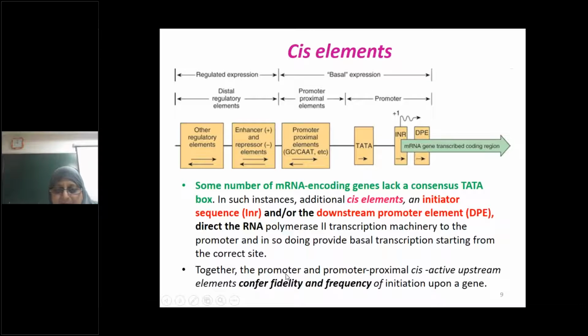Then together the promoter and the proximal cis-acting upstream elements will confer fidelity and frequency of initiation upon a gene. So here the enzyme itself is not concerned with the fidelity. These are the elements, the promoter proximal elements, that will confer fidelity and frequency of initiation upon a gene.